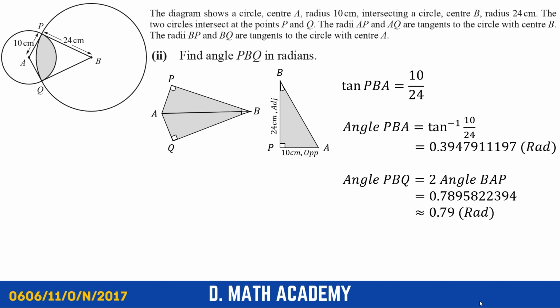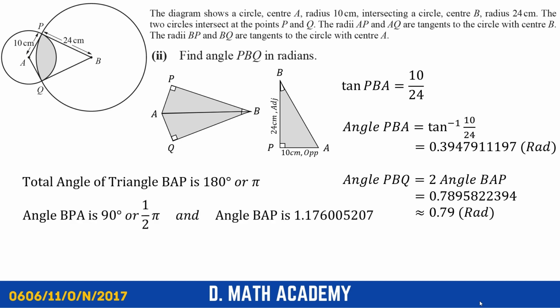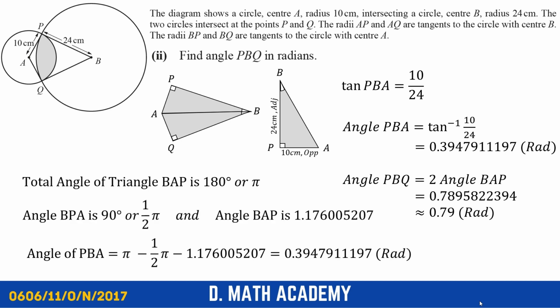Alternatively, if you're familiar with the topic already, 180 degrees is actually pi. So pi minus 1 over 2 pi. Why is it 1 over 2 pi? It's because it is 90 degrees, which is half of pi.